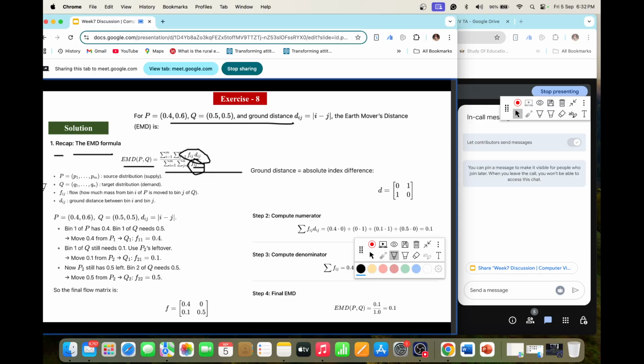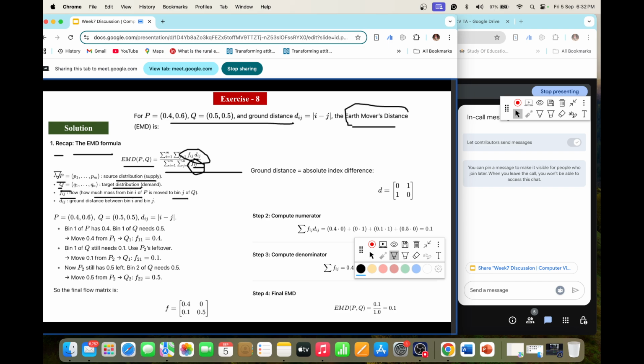That is the formula. Okay, now what is P? P is the source distribution or the supply. What is Q? Q is the target distribution or the demand. That is how we define P and Q in the EMD, or earth mover distance. What is Fij? It is the flow, or how much mass from bin i of P is moved to bin j of Q. That is why it is known as EMD, or earth mover distance. We are moving mass from one bin to another bin. One is the source bin and Q is the target bin.